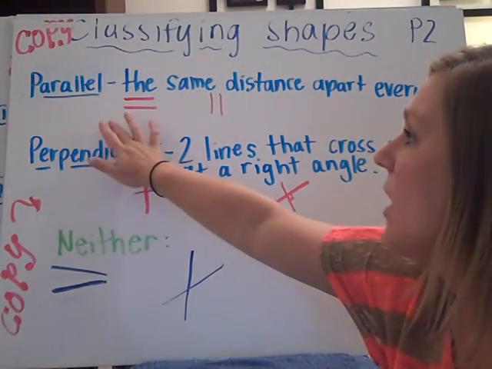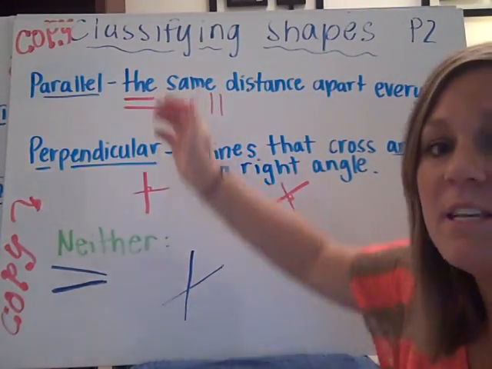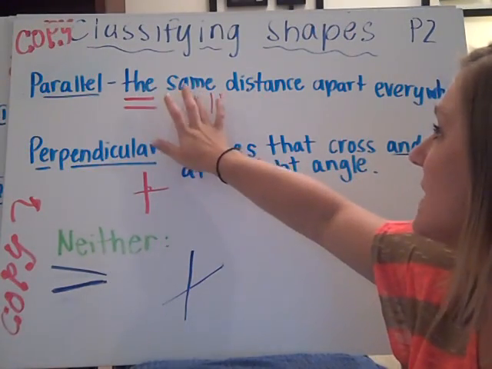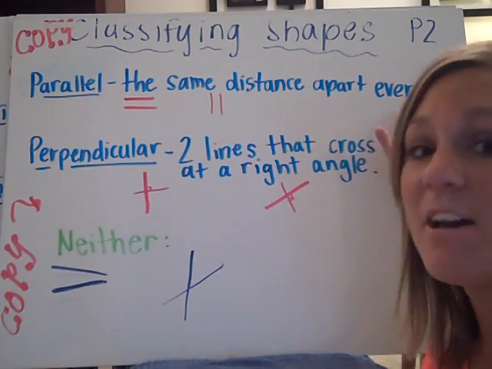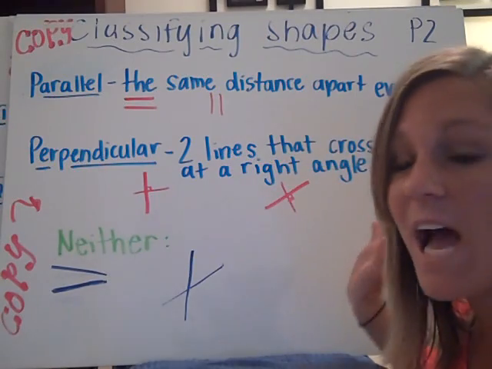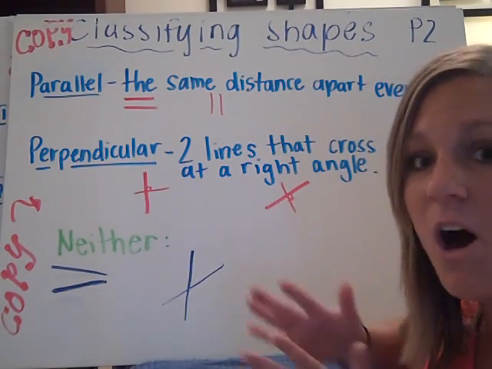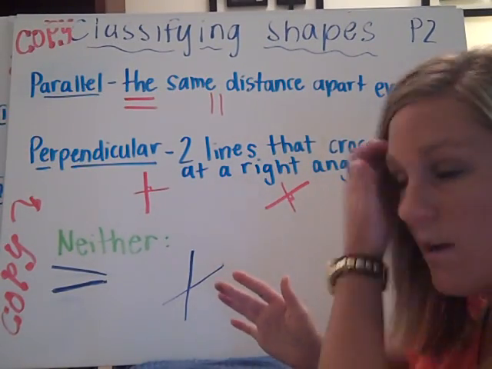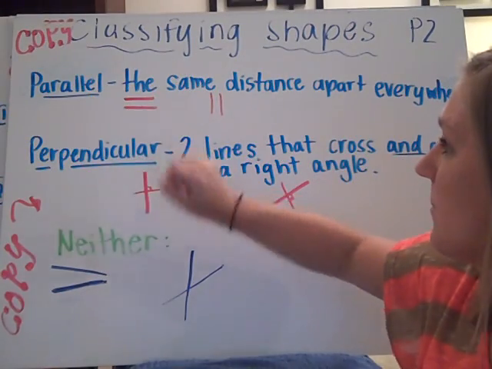The first are parallel lines. This simply means that they are the same distance apart everywhere. Okay, so they're never ever going to cross. They're always the same distance apart. Here are a couple examples.